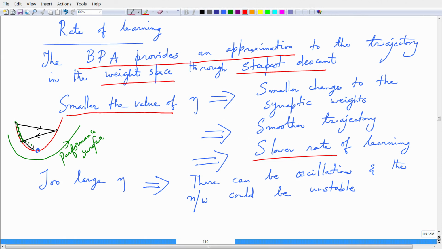But what happens if we choose large values of eta? If you have too large an eta, there can be oscillations because you can bounce from one side of this wall to the other side of the wall, and then you can rattle like this back and forth till you reach the optimal point.